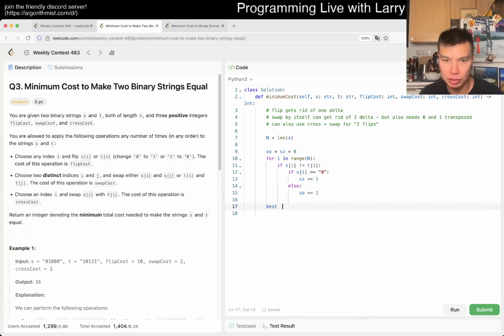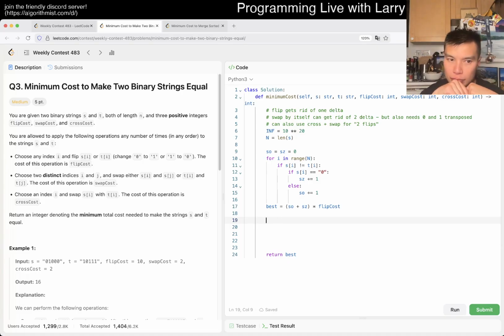Okay, so best is equal to infinity. We could set the base case as actually equal to the number of missings times flip cost, right? And then now we can think about optimization. Yeah, okay, so that means that can I just do the cross and swap trick, right?